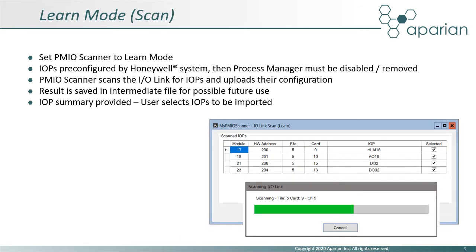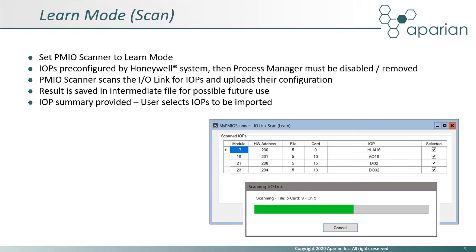Using the learn configuration method requires the IOPs to be pre-configured by the Honeywell system. The process managers are then removed from the system and the PMIO scanner's learn function invoked. The I/O link network is scanned for IOPs. Each IOP is identified and its specific configuration uploaded.